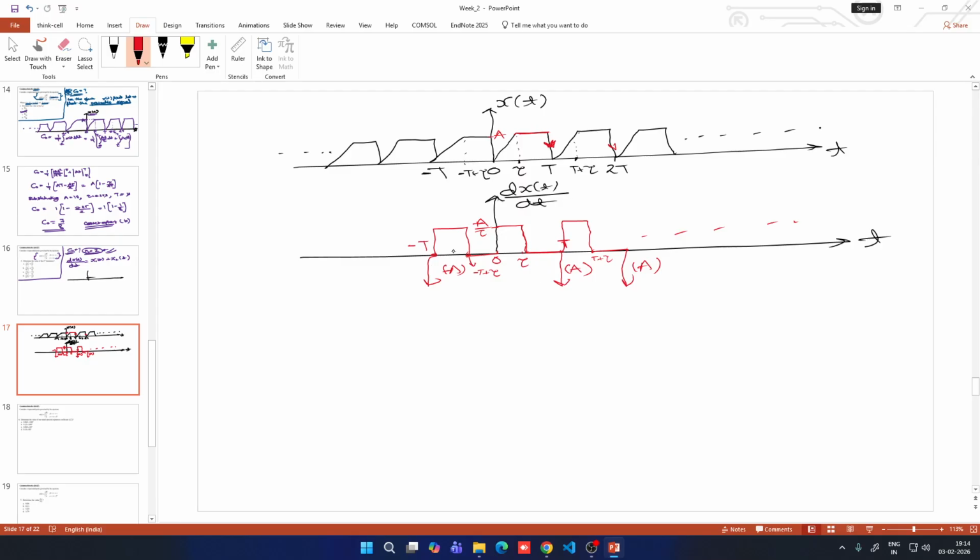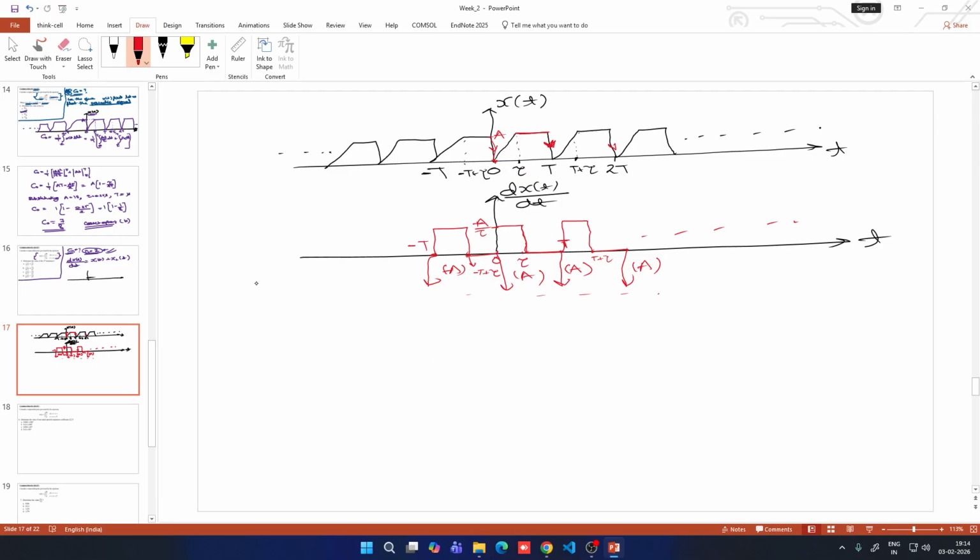Now if you see, the differentiation of x of t does not consist only of impulses. Again at 0 also, if you see, it is coming down, so at 0 also there will be one impulse here. Now the second part, the impulse string, is fine, but the top part of dx of t by dt is not an impulse string. So that means you have to take another differentiation.